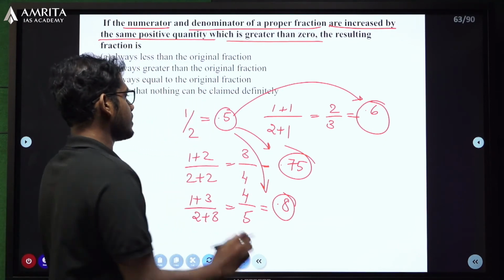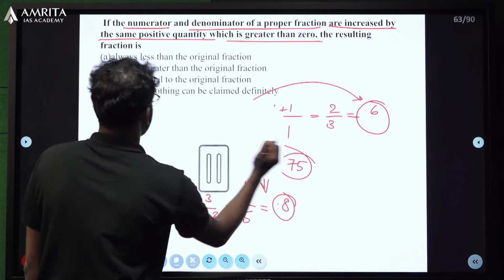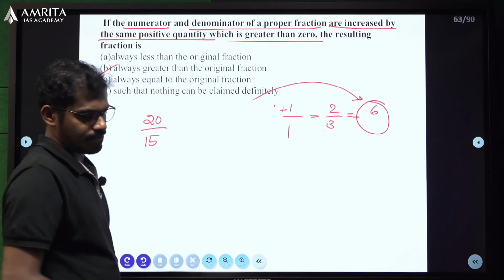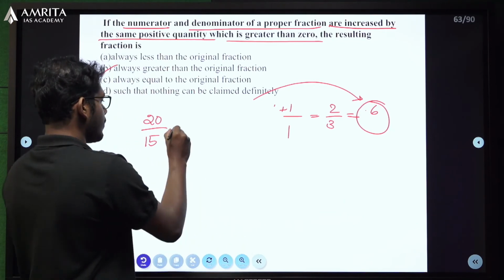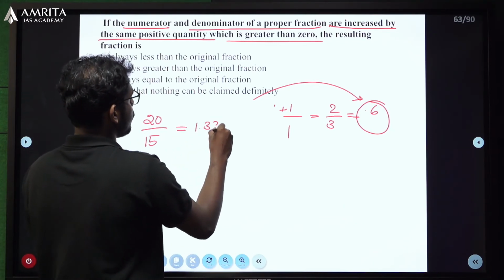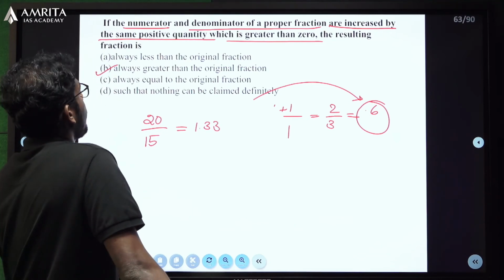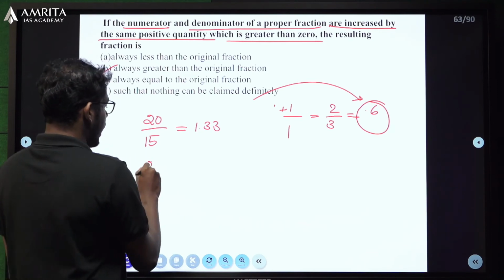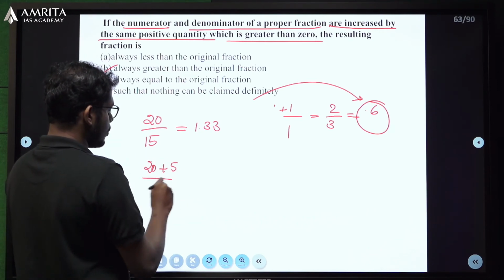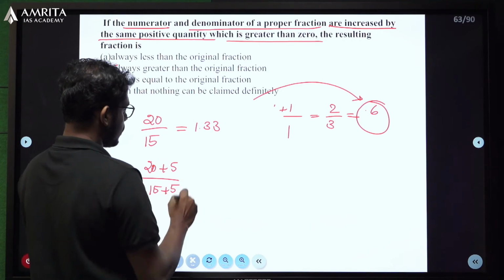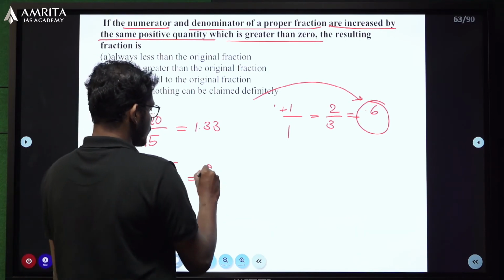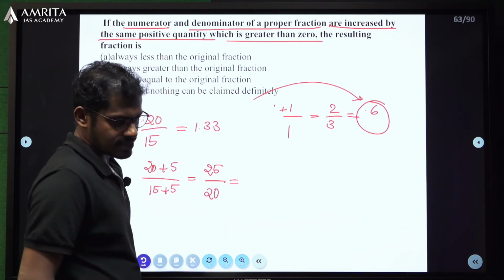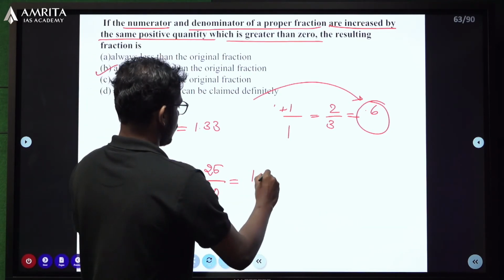However, let's take another example. Let's take 20 divided by 15. The value of 20 divided by 15 is 1.33. So let me add 5 on numerator and denominator. 20 plus 5 is 25, 15 plus 5 is 20. So the answer is 1.25.